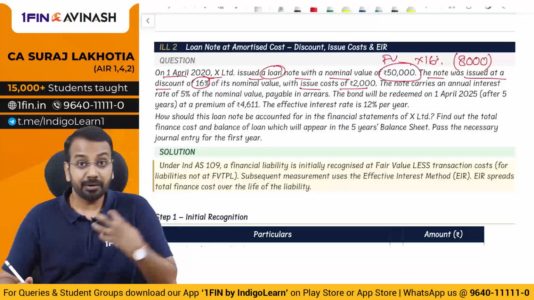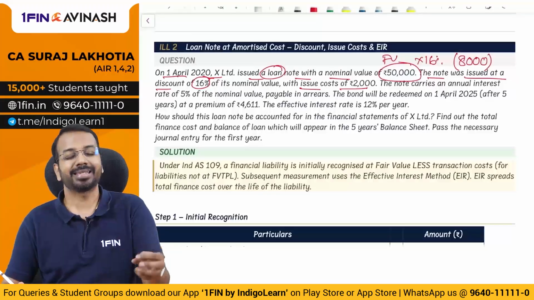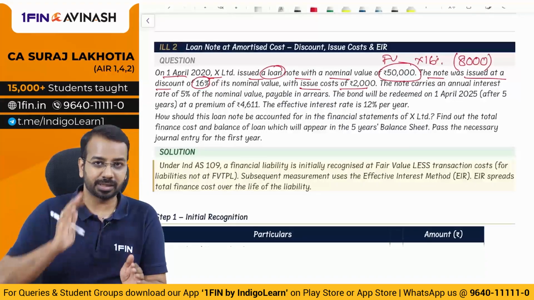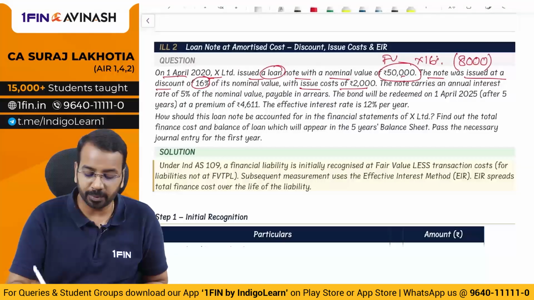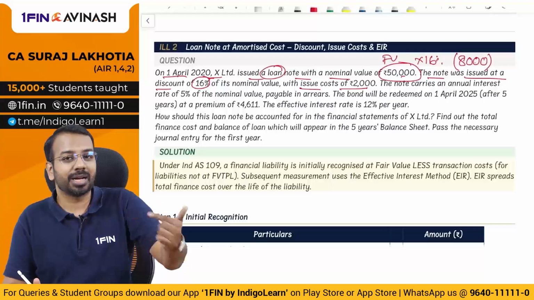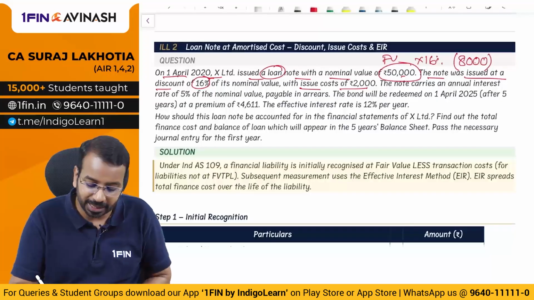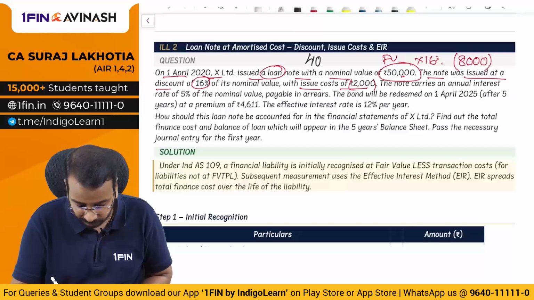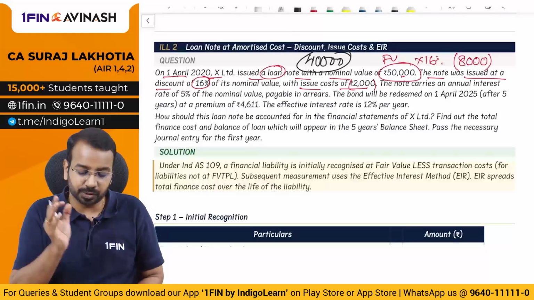Okay, so if I am issuing a loan note, let us say a bond or a debenture of 50,000, I am already giving 8,000 of discount. How much will I get? 50 minus 8, I will get 42. Out of that 42, I am further incurring 2,000 of transaction cost. So net amount, how much did I collect? 50 minus 8 minus 2, net amount collected is only 40,000. This is the net proceeds.